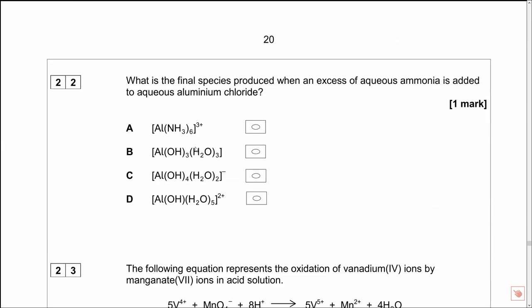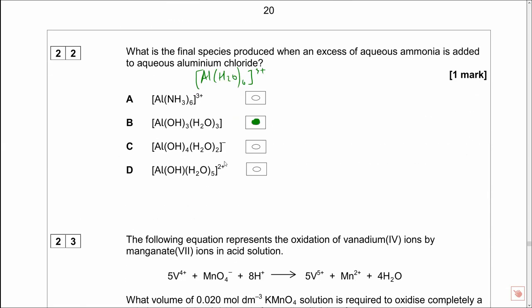22, what is the final species produced when an excess of aqueous ammonia is added to aqueous aluminium chloride? So, of course, the aqueous here, we're looking for adding it to that thing there. That one doesn't go any further. Remember, that's the hydroxide. Excess goes further in the case of aluminium. The only transition metal that works with excess ammonia, as I said in the previous one, is the copper, aqueous copper. Aluminium would stop at that. It remains at the precipitate, the white precipitate there. Nothing else happens.